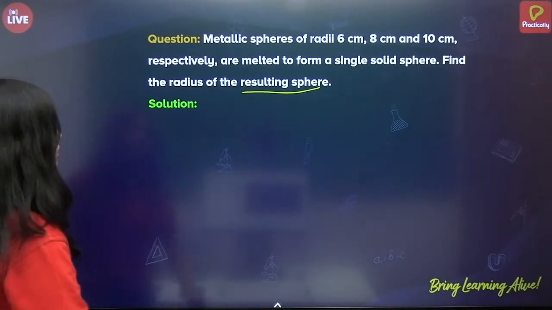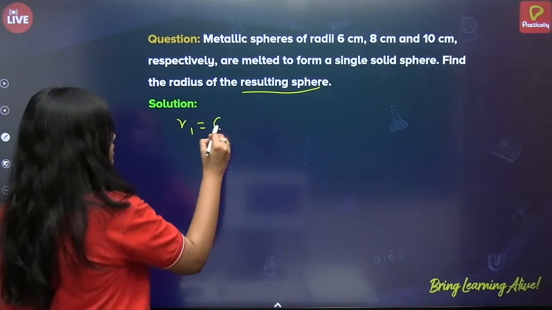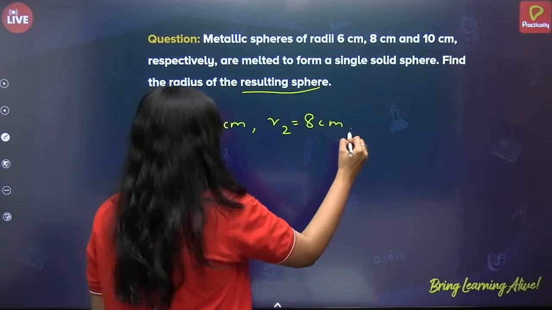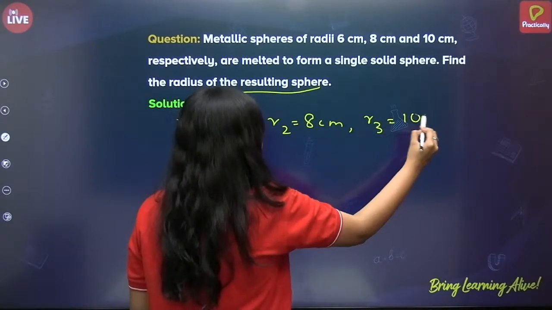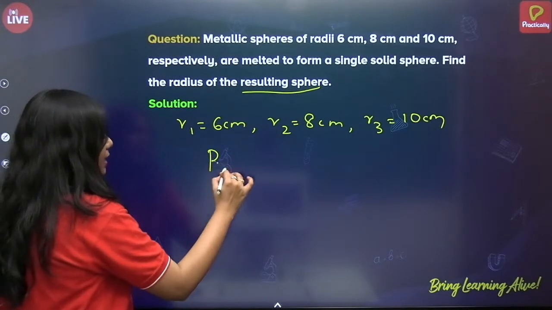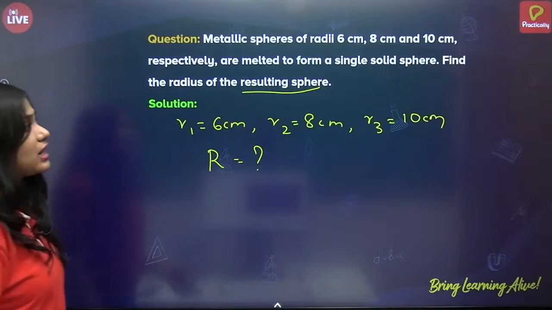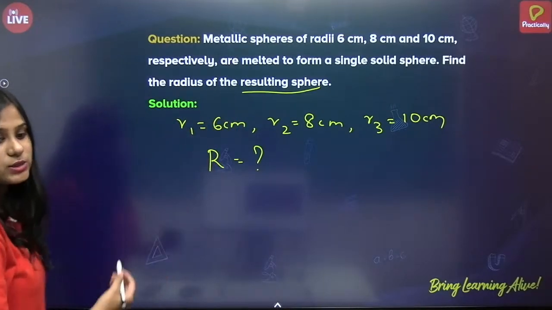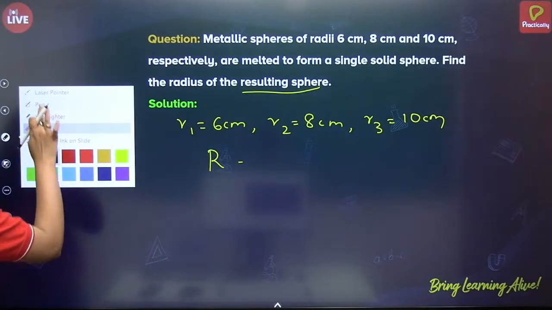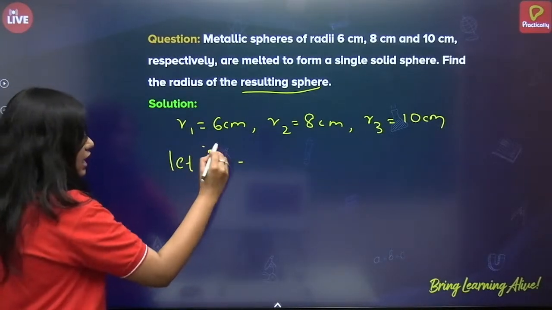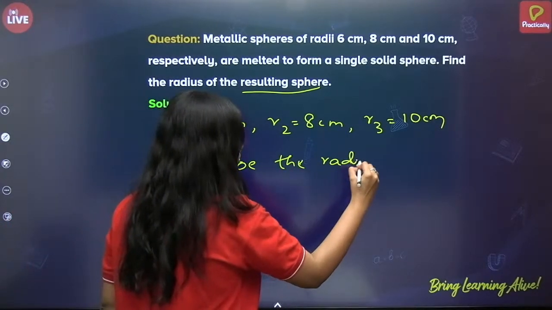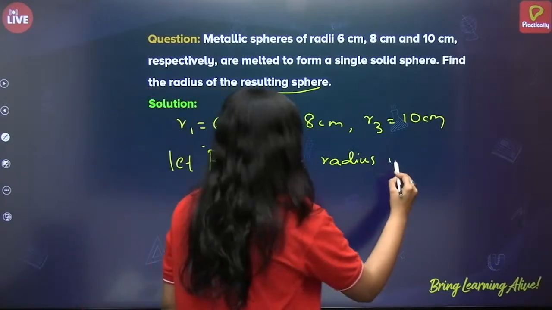Alright, let us do it. So R1 is equal to 6 centimeters, R2 is equal to 8 centimeters, R3 is equal to 10 centimeters, right? And we have to find the capital R. So what is the capital R? It is the radius of the resulting sphere. Or you can just write, let capital R be the radius of the resulting sphere.